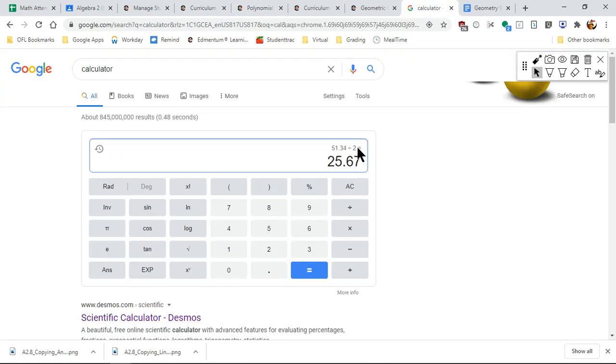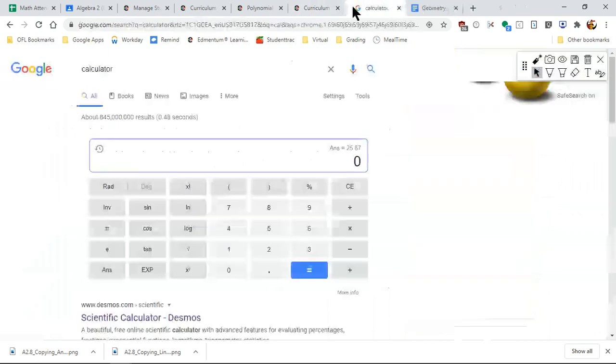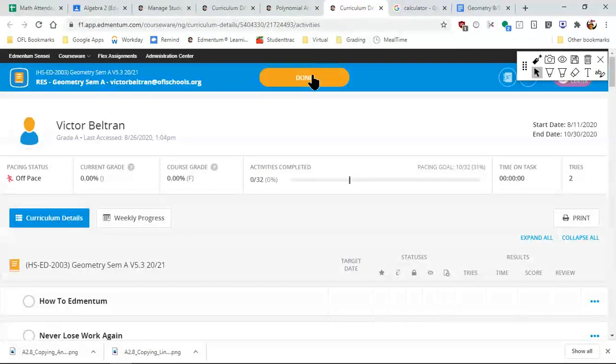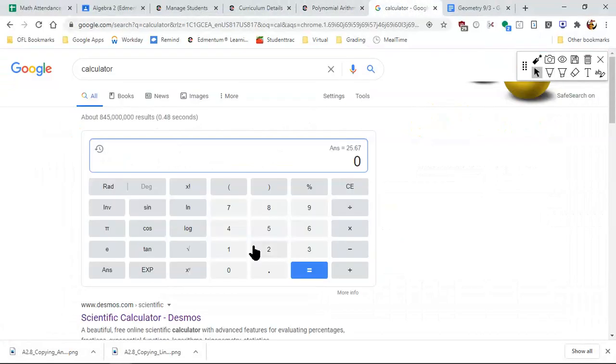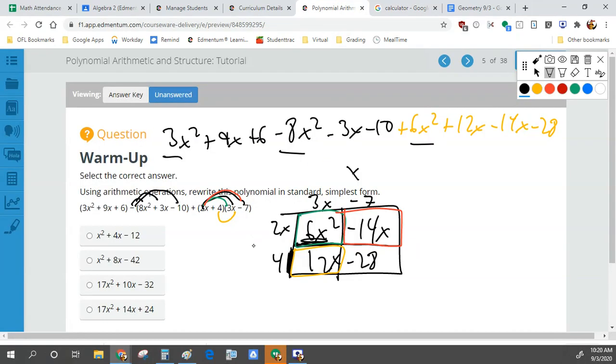So in other words, I can do it on a calculator too to make it easier. Let me close my geometry, close this. There we go. So I have 3 minus 8 plus 6. I get 1. So this becomes x squared.